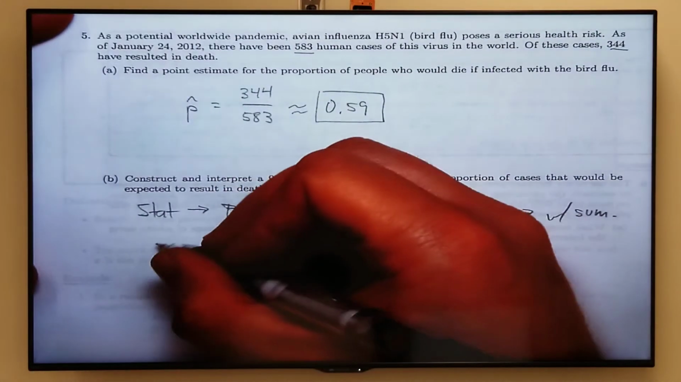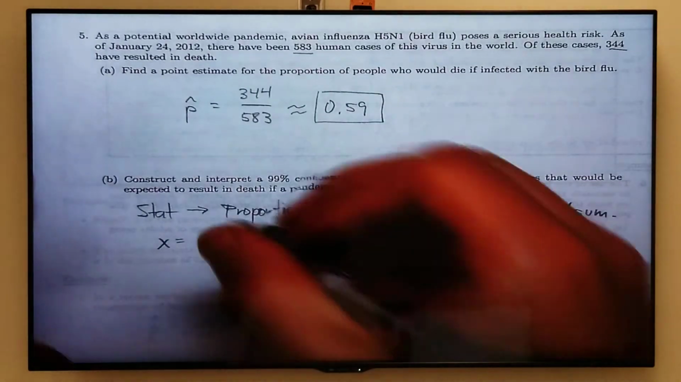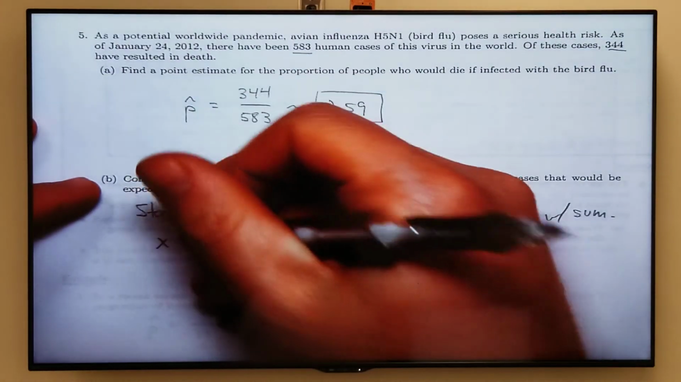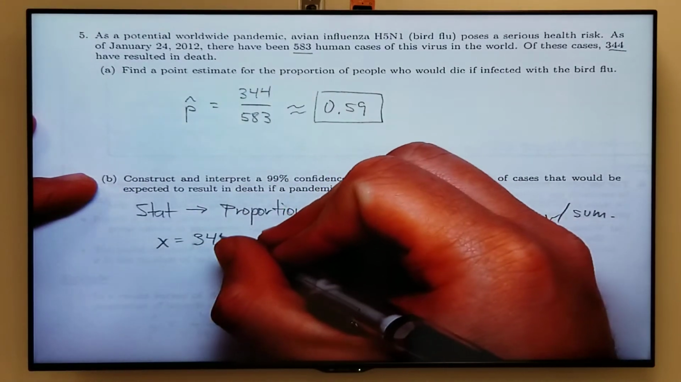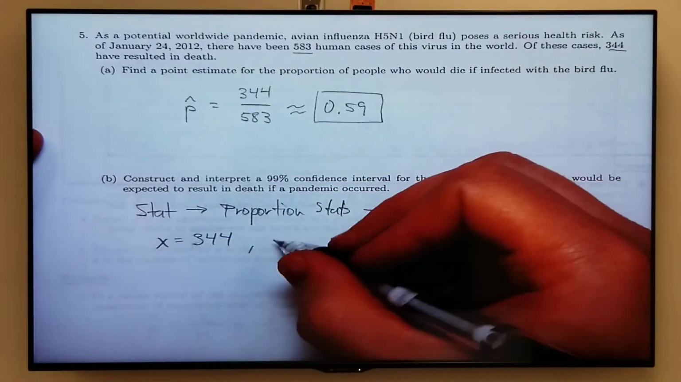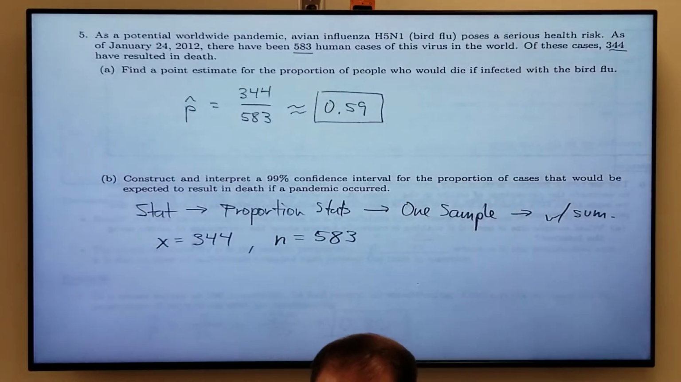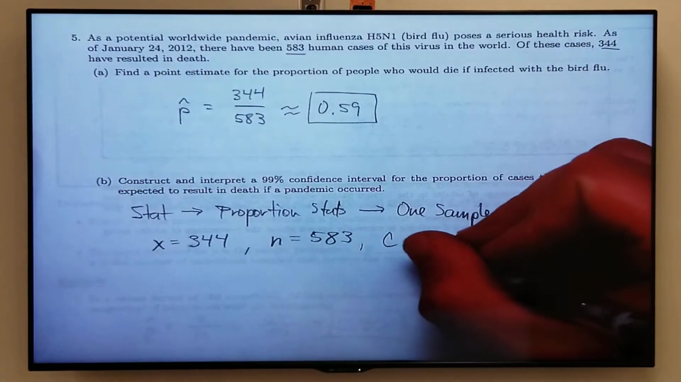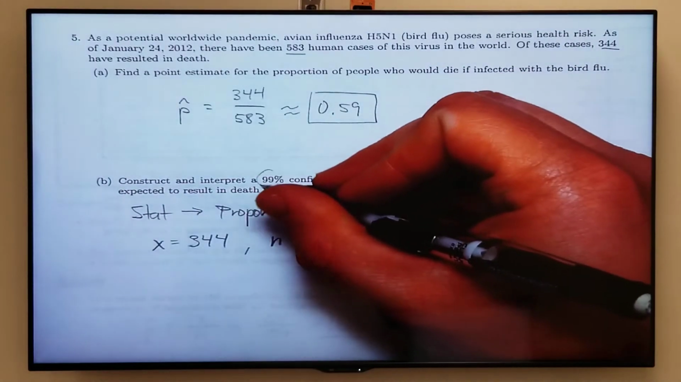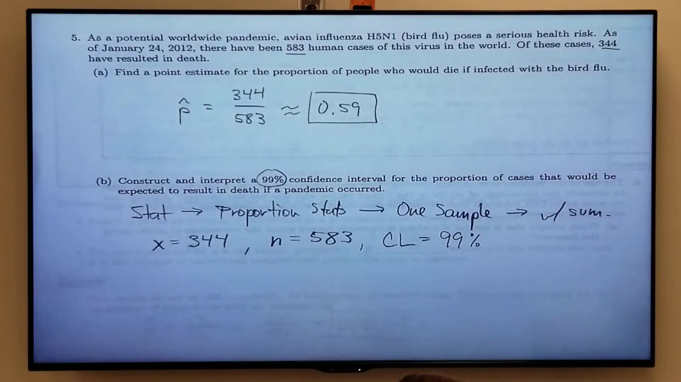They're going to prompt us for the number of successes. In this case, we're considering death to be success, right? So we're saying 344 people were successful. 344 people passed away. So X, the number of successes, is 344, and n, the number of trials, would be 583, right? They're going to prompt us for the number of successes, number of trials, and the confidence level. In this case, we want a 99% confidence interval. So our confidence level is 99%. Okay, let's go to StatCrunch and see what we get.